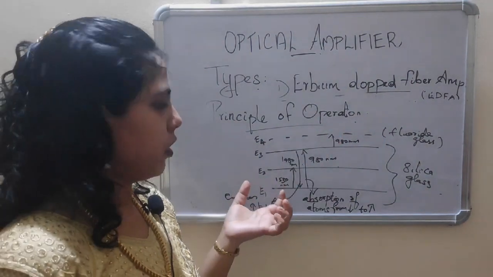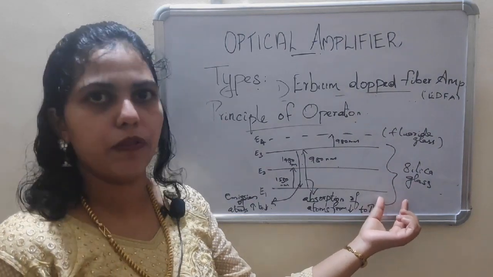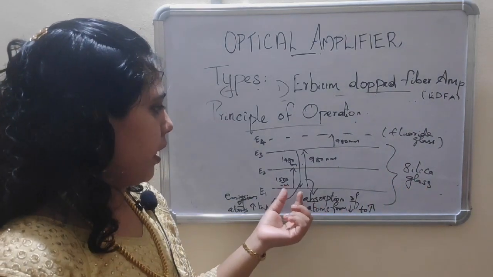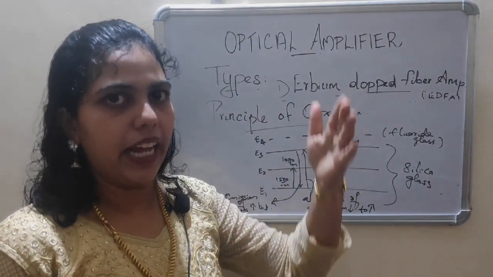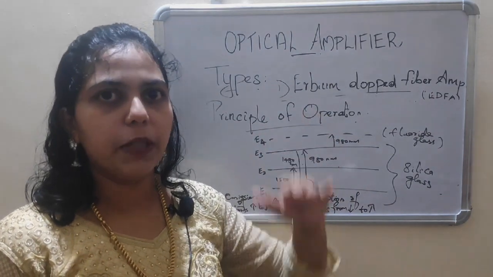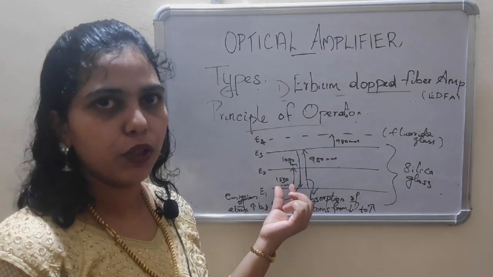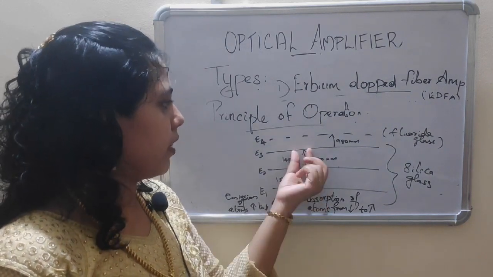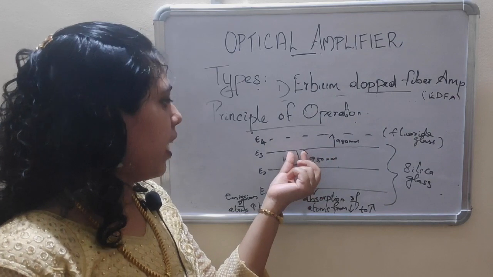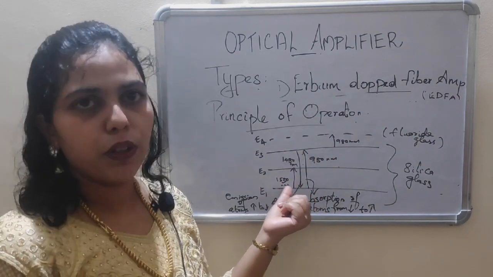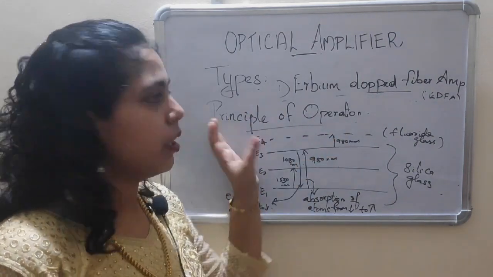So in principle of operation, we have discussed three stages. The fourth stage is used only in fluoride glass. The first three stages are used in silica glass. The upward transition indicates absorption from low to high, and the downward transition indicates emission from high to low. Here the E1 to E2 transition has the range of 1430 nanometer, E1 to E3 has the range of 980 nanometer, E3 to E4 has the range of 980 nanometer, and E3 to E1 has the range of 1480 nanometer. These are discussed in principle of operation.